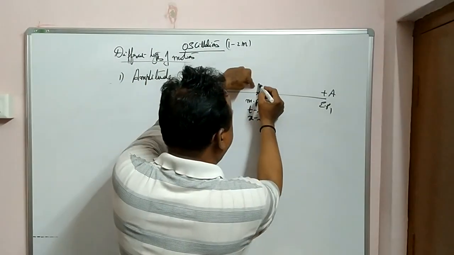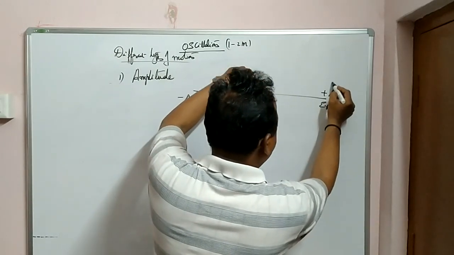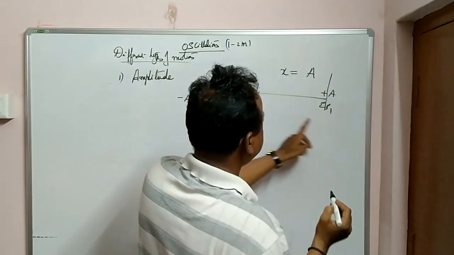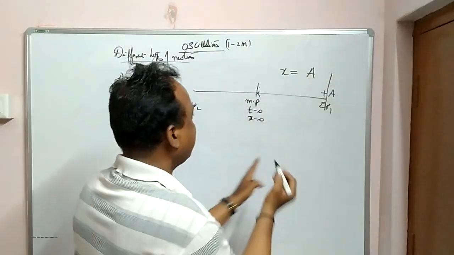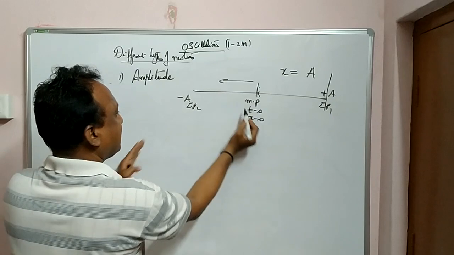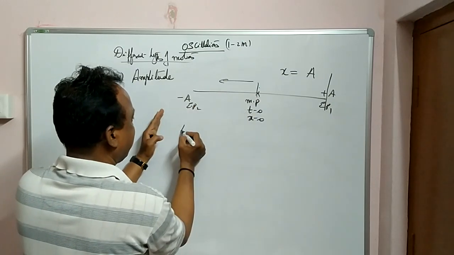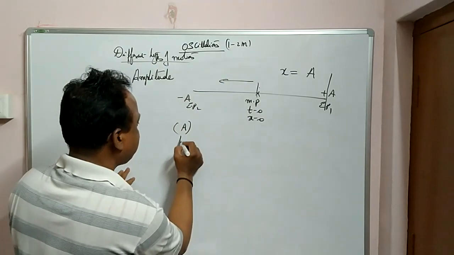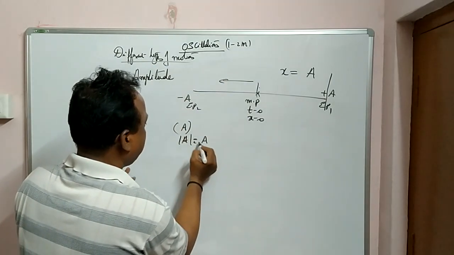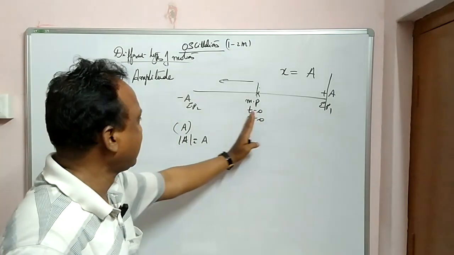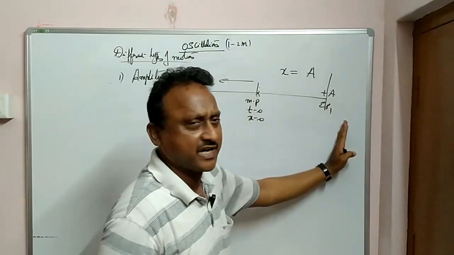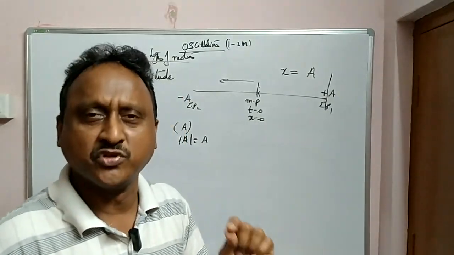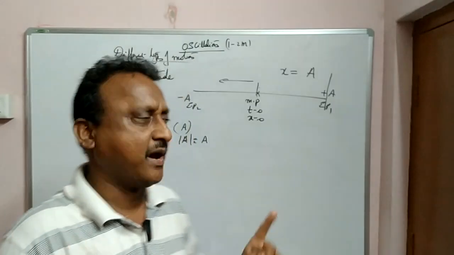So from here, suppose the particle is starting, the maximum displacement x, which is equal to a, is called the amplitude, positive side. In the same way, if it goes this side, the maximum displacement a is the negative side. If you take the modulus, you can remove the negative sign. So this is the negative side of the amplitude, this is the positive side of the amplitude. That means the maximum displacement of a vibrating particle from its mean position is called its amplitude.